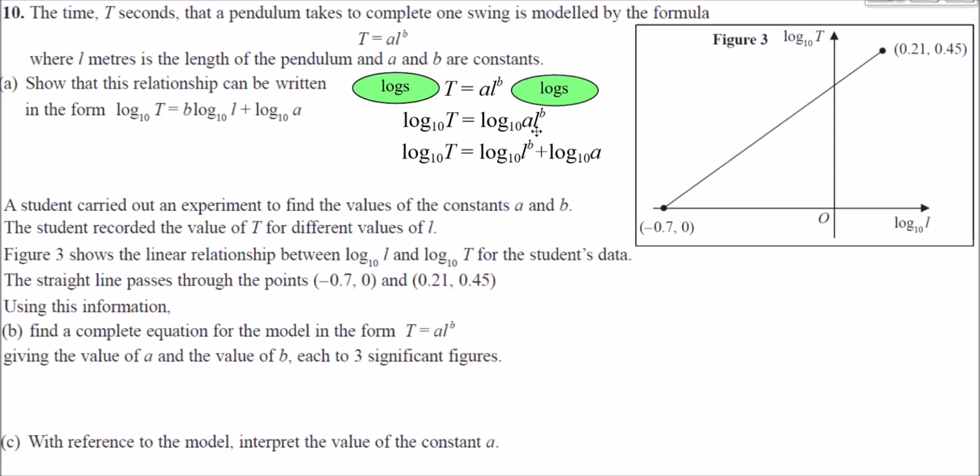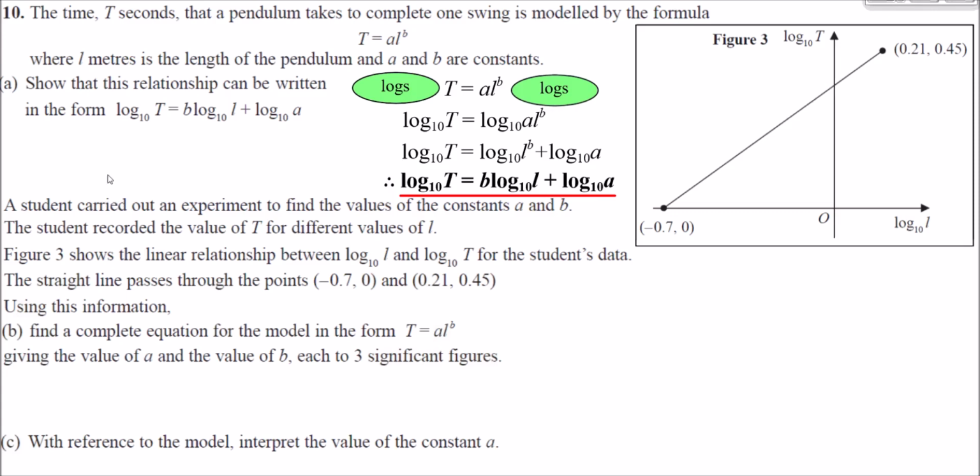Now again, using the laws of logs, we need to remember that if you've got log to any base of some variable to any power, that's the same as having log to the same base of the same variable, with this power brought to the front and multiplying it. In other words, I can just shove this B to the front and multiply it by the log base 10 of L, and it's the same as this. So that's my final step, to go from this to that. Therefore, log base 10 of T equals B log base 10 of L plus log base 10 of A.